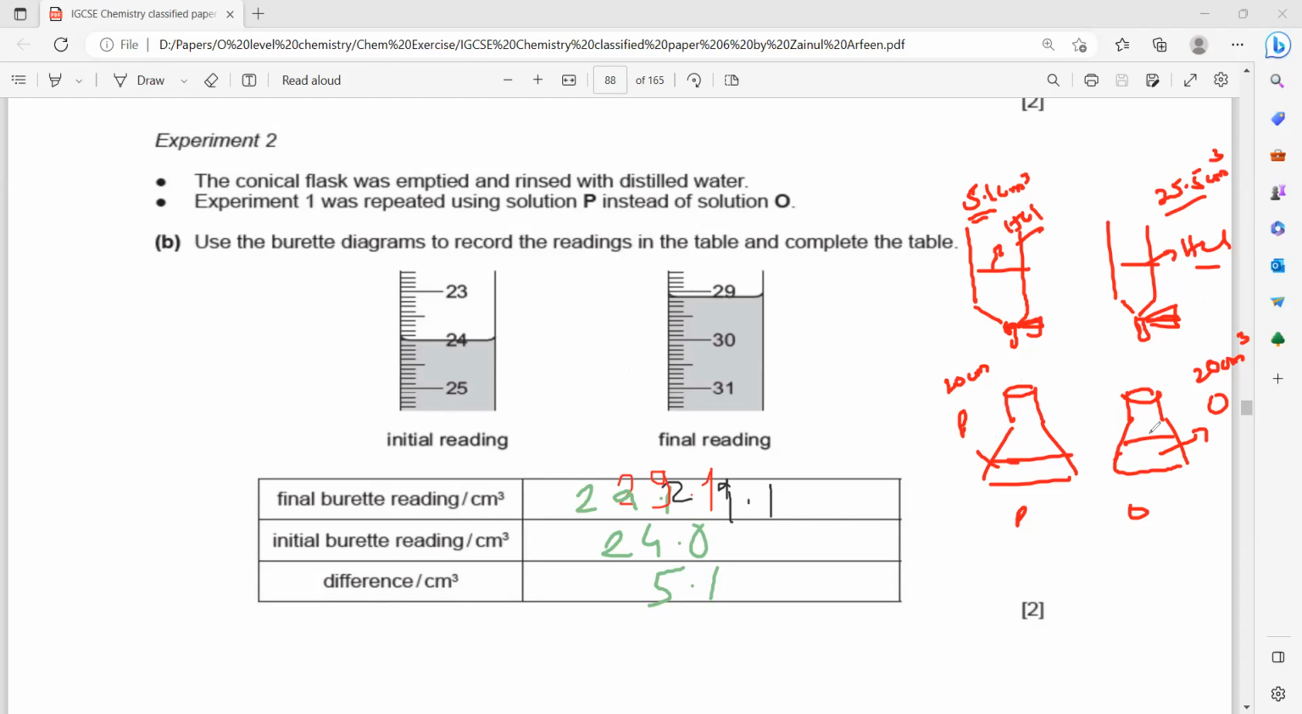So I need more moles here. There are more moles present in O as compared to moles present in P. That's why a small quantity of HCl completely reacted here. Here, a large quantity of HCl will react and neutralize this. So solution O is more concentrated.